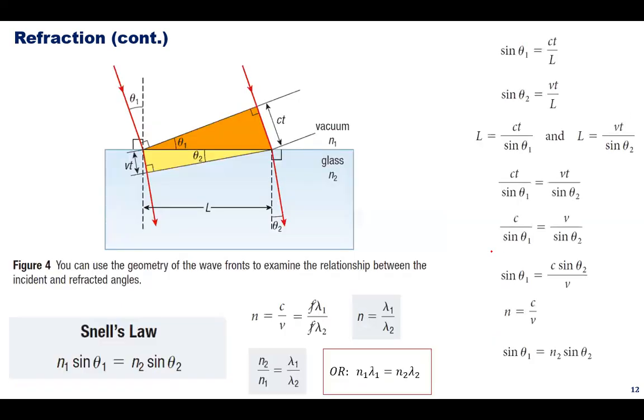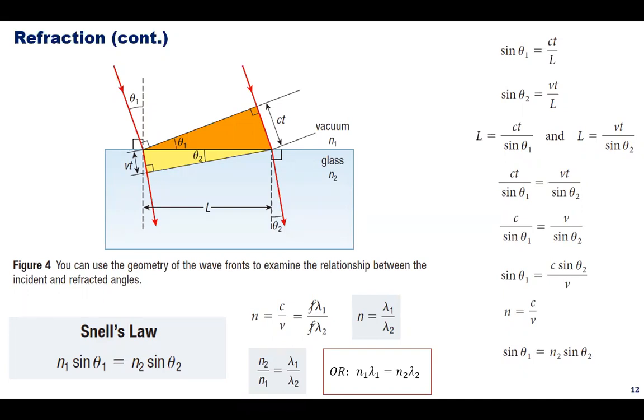So next, let's have a look at figure 4 here. Figure 4 shows a more detailed view of the relationship between the angle θ1 and θ2 as the wavefronts enter the glass. Okay, so have a look at this figure in detail. The orange triangle on the glass edge in this figure has sides of length ct and L, right? So ct is here, L is here, with the angle adjacent to L being θ1.